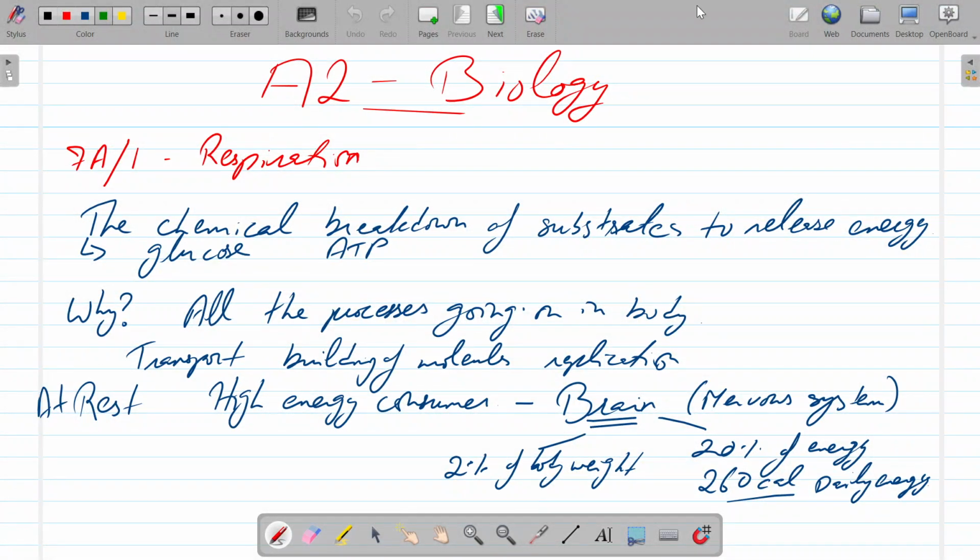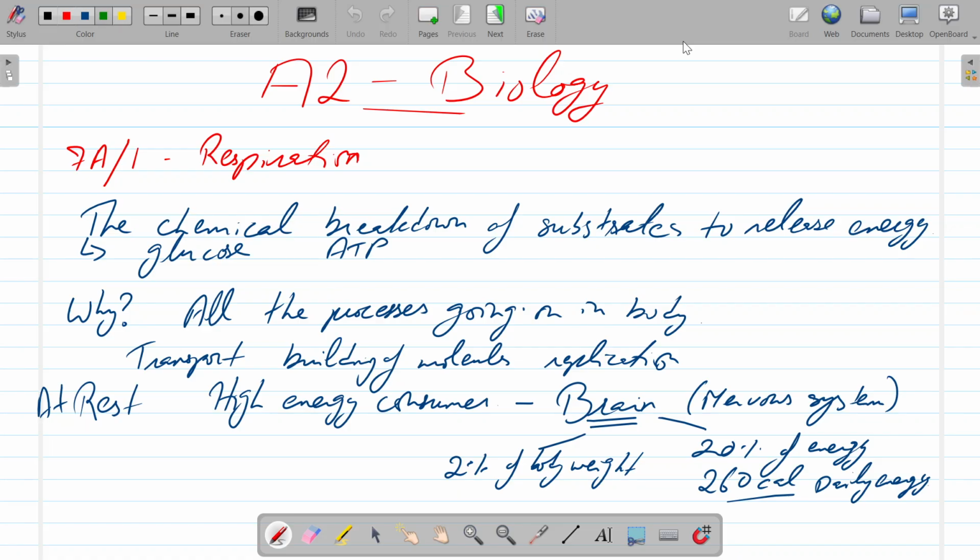Alright, so we're going to start with a review of what we've covered so far. We started with chapter 7, which is respiration. Again, because this is the A2 section of the course and following the pattern of the Cambridge syllabus.